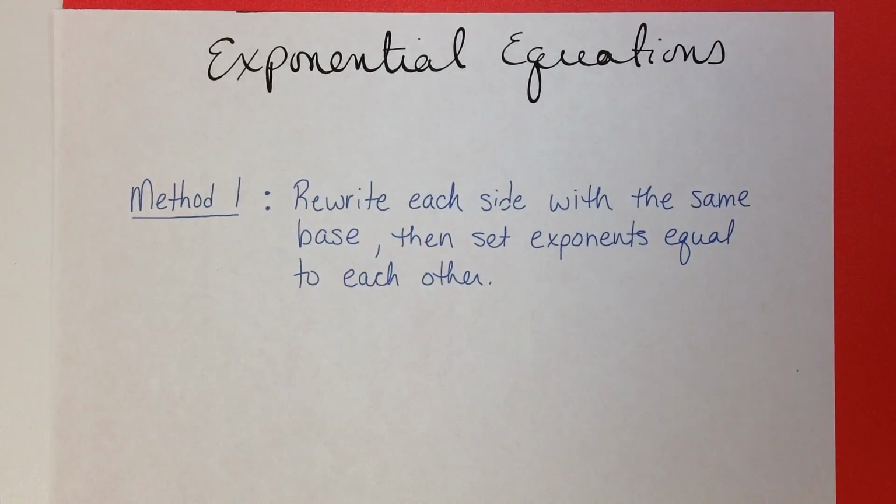In this section, we're going to be solving exponential equations, and we're going to look at two different methods that you can use to solve exponential equations. The first method says to rewrite each side with the same base, then set your exponents equal to each other. The thing about this method is it doesn't work all of the time. It's only going to work when you have certain combinations of numbers.